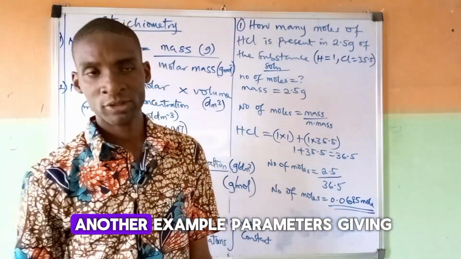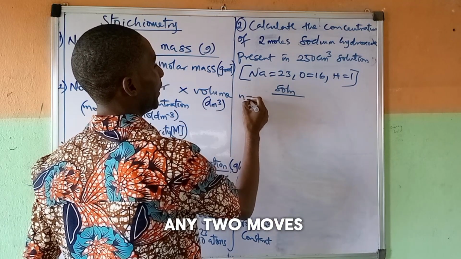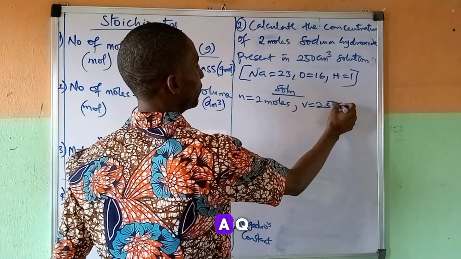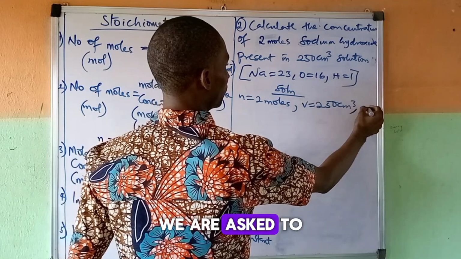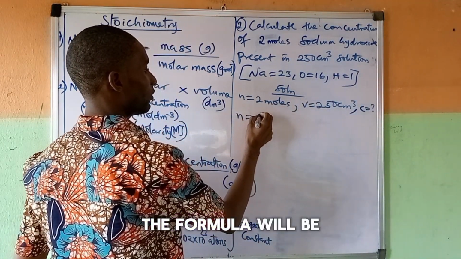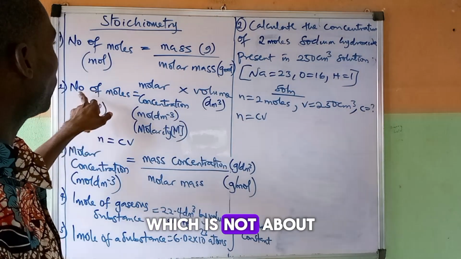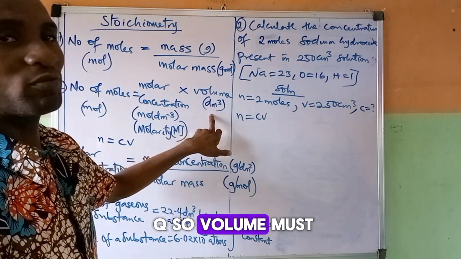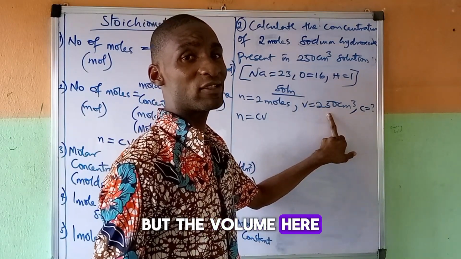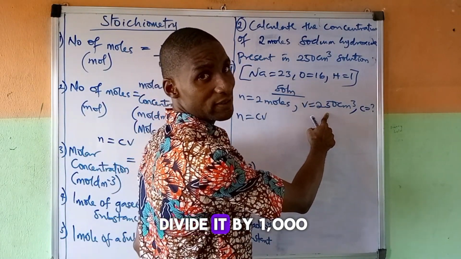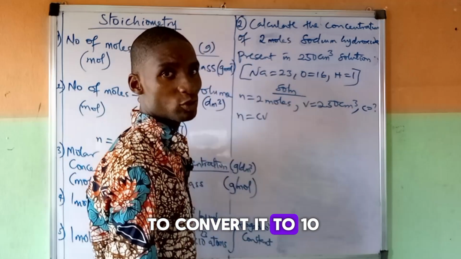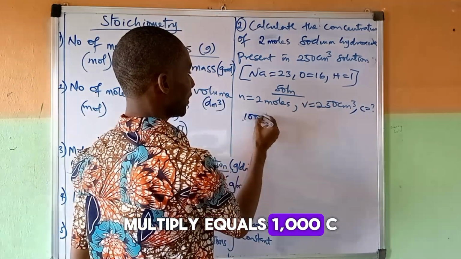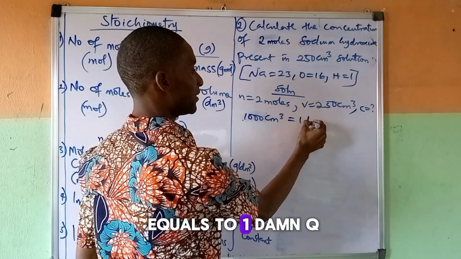Now let's look at another example. Parameters given: N is 2 moles, and your V is 250 cm cube. We're asked to find C. The formula will be N equals CV, which is number of moles equals molar concentration times volume in dm cube. So our volume must be in dm cube, but the volume here is 250 cm cube, so you have to divide it by 1000 to convert it to dm cube. How do I know that I'm supposed to divide and not multiply? Because 1000 cm cube equals 1 dm cube.